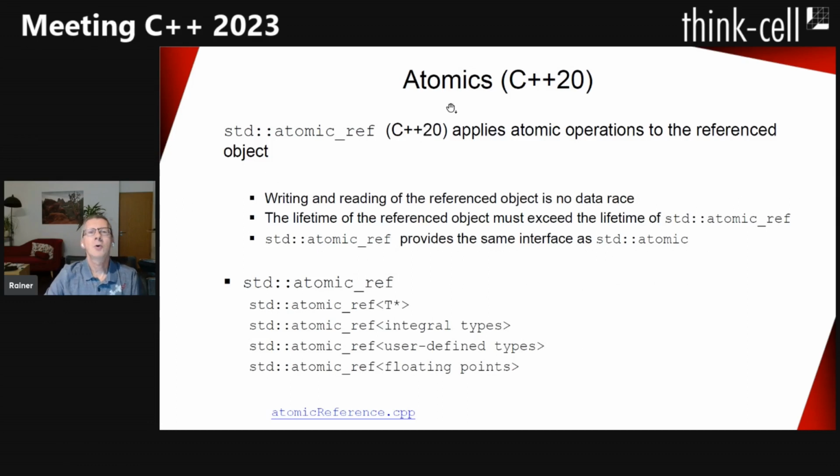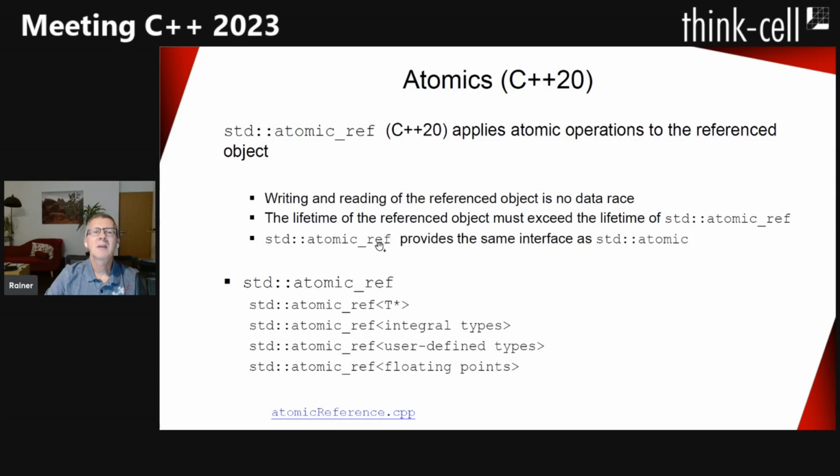We have a new atomic data type in C++20. This is atomic ref. And this applies atomic operations to the referenced object. You see, ref. Meaning reading and writing of this referenced object is no data race. Of course, you have a reference. From the ownership semantics point of view, you must guarantee that the thing you reference lives long enough.